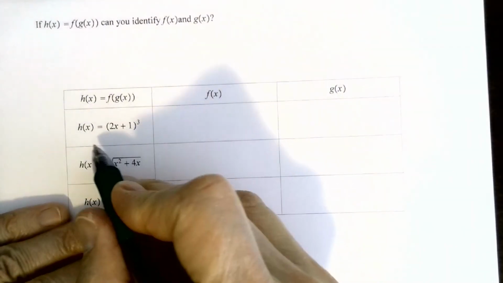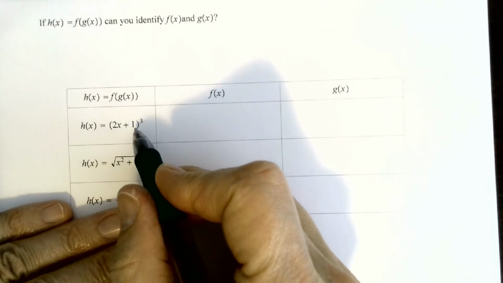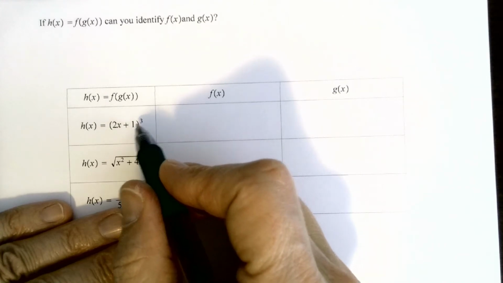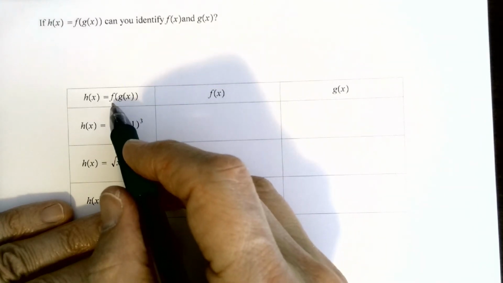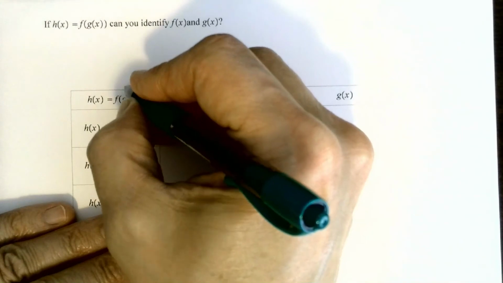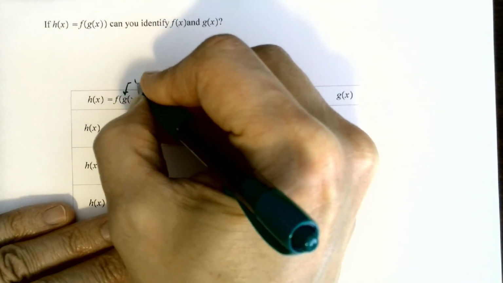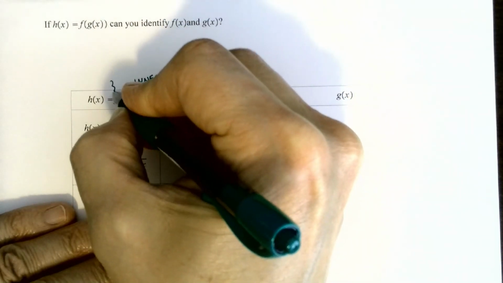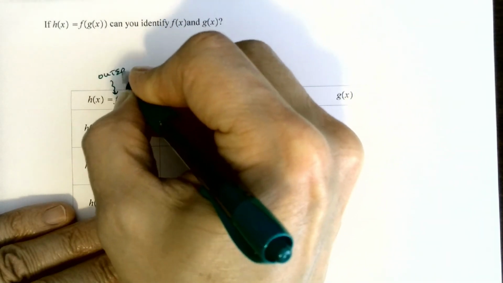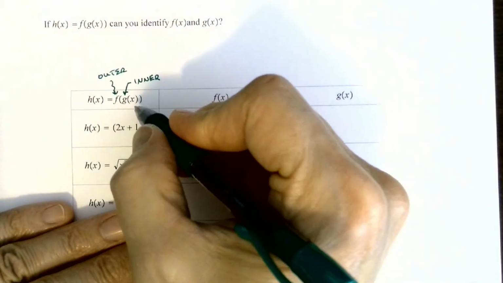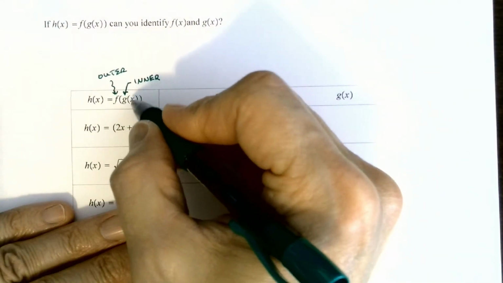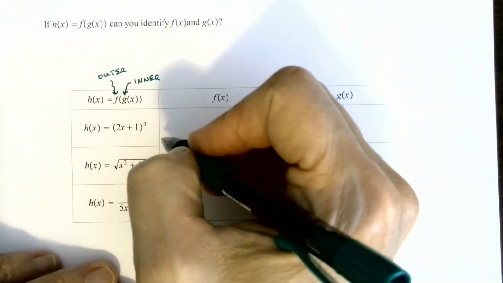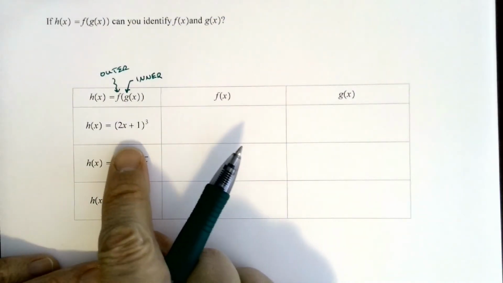So h of x is the function 2x plus 1, all cubed. Okay. So when we think about the composition f with g of x, we sometimes talk about the function g of x being the inner function. It's inside the outer function, which we call f in this case. So the inner function is the function we plug into first. We take that result from the inner function, plug that into the outer function. We get our output. So what would the inner function be in this case?